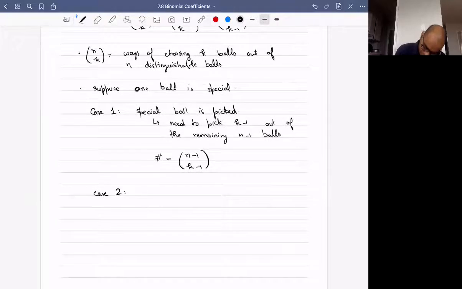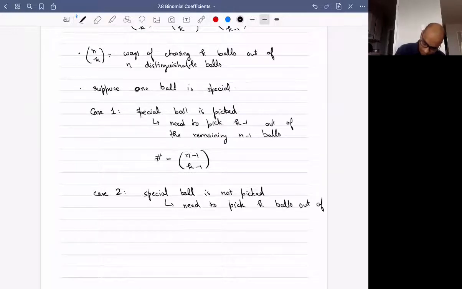And case 2 is the special ball is not picked. And in this case, I need to pick k balls out of the remaining n minus 1 balls. And in this case, the number will be n minus 1 choose k.